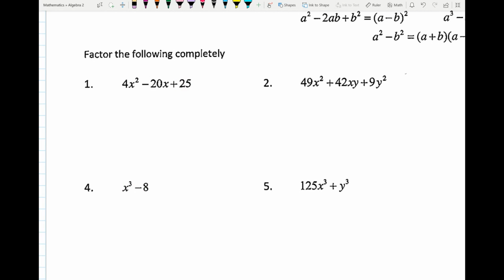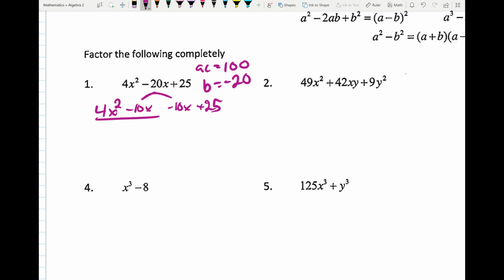So the first thing I'm going to do is try to solve it just like we did in the last section. I'm going to say AC equals 100 and B equals negative 20. That means the two numbers I'm going to split with are negative 10 and negative 10. Now I'm splitting the middle term and then factoring by grouping. I look at the first two and take out a 2x, which leaves me with 2x minus 5. Now I can take out a minus 5, and that leaves me with 2x minus 5.